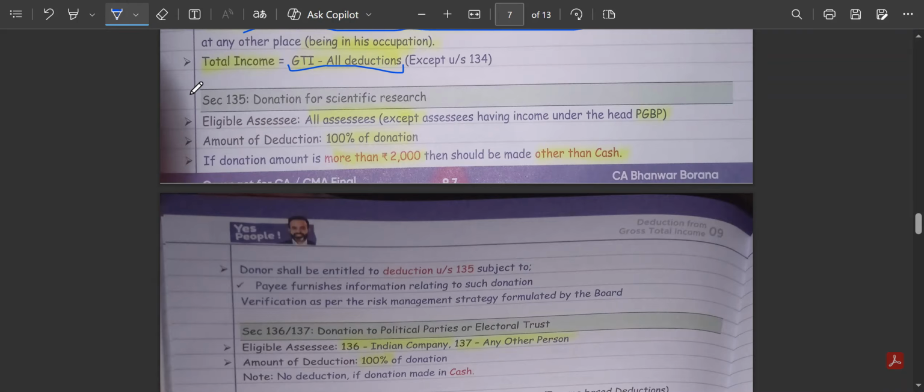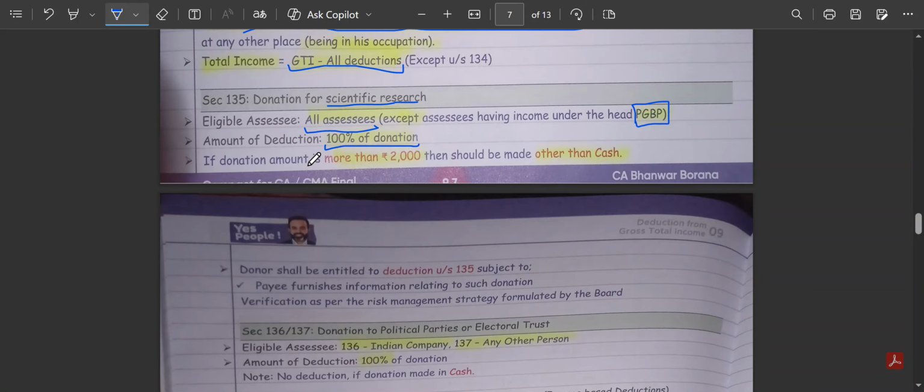So moving on to the next one, which is section 135, donation for scientific research. The eligible SSC in this case will be all SSCs, except SSCs having income under head PGBP, because these guys are getting donation in section 45 subsection 3, I think. Already they are getting 100% deduction there, so we are not considering any deduction in this section 135. The amount of deduction will be 100% of donation.